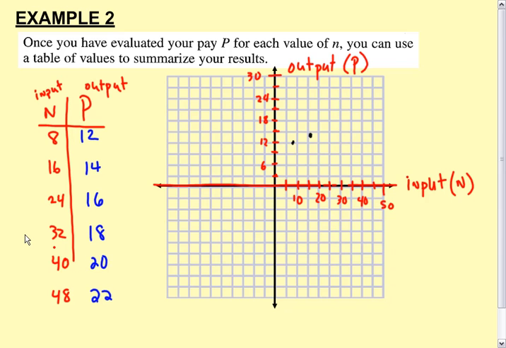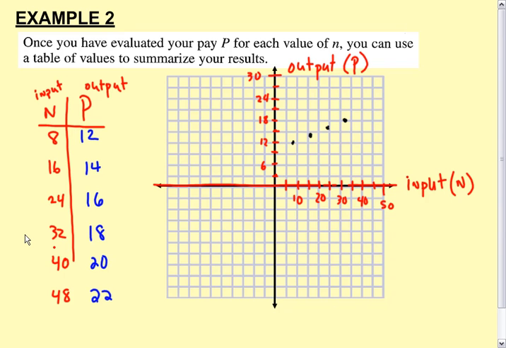Okay? And then, let's see, 24 takes us up to 16. All right, 24, that's a little before 25, and up to 16, that's a little over. So that's about right there. Huh. Oh, look at that picture that it's making. Okay. Let's see, 32 and 18. So I'm going to go to the right 32 and then up 18. All right, that's perfect. That's right here. 32, okay. This is interesting.